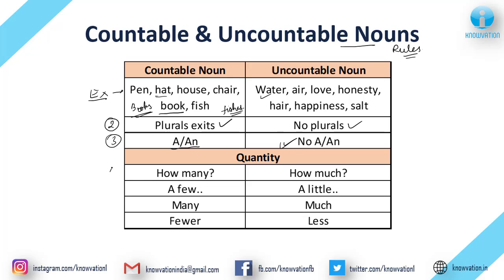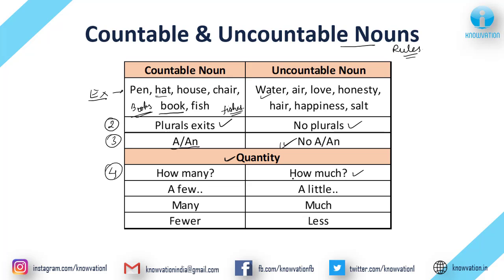Now fourth, how many. Whenever you're going to ask for quantity, here with countable nouns you will use how many, like how many houses are there in one row. Similarly, for uncountable nouns you will use how much and not how many. So how much salt is left in the box.